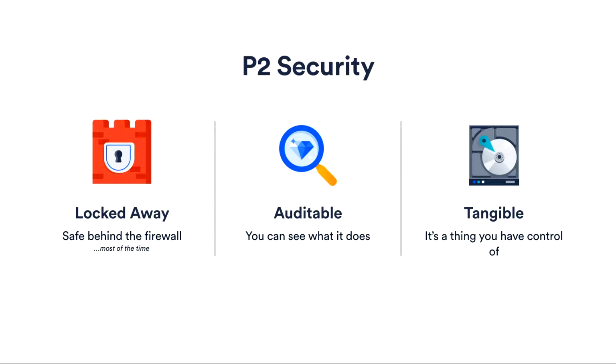So let's look at P2. P2 is usually behind the firewall, because it's a server instance. It's auditable, so your code, I can take it, I can reverse it, I can look at what it does if I was so inclined. And you can do change management on it, so it's a tangible thing. I can choose to install that P2 plugin.